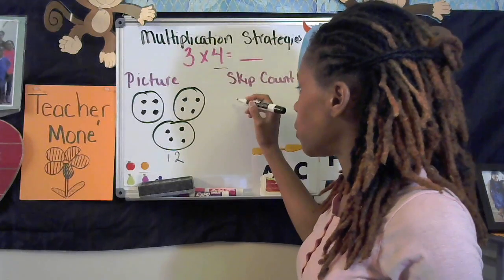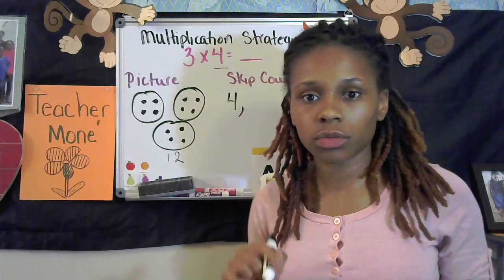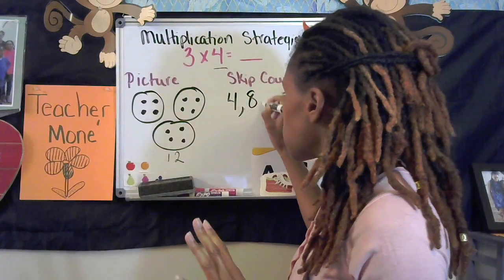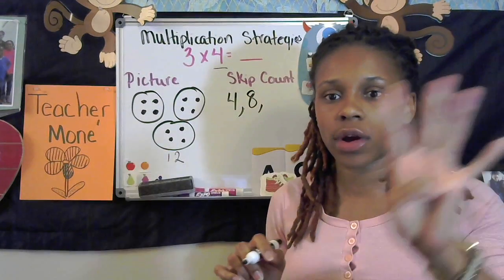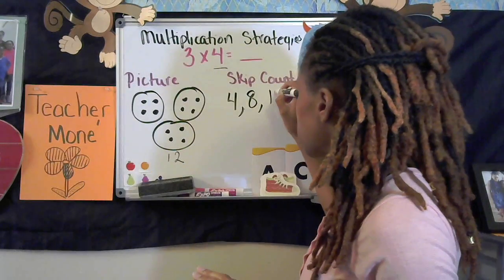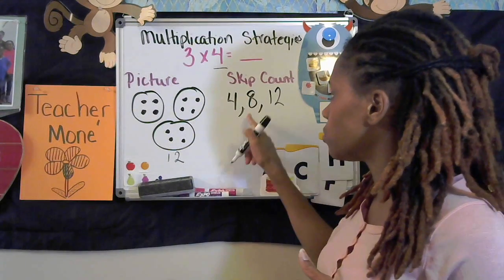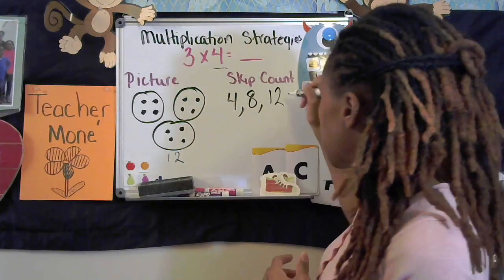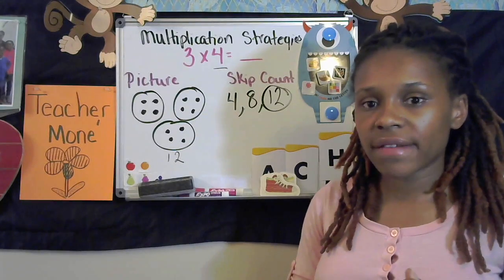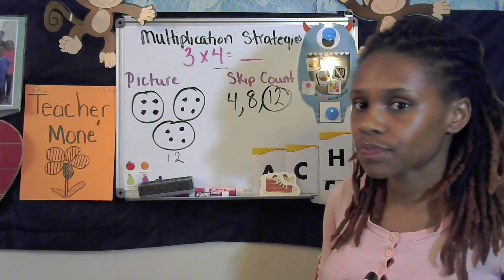So, 3 groups of 4, starting with 4, 4. If I don't know what comes after that, I'm going to say 4, 5, 6, 7, 8. And remember, they need to know that they're just adding 4 each time. 8, 9, 10, 11, 12. Okay? So, do I have 3 groups of 4? I counted by 4, and I have 1 group, 2 groups, 3 groups. 3 groups of 4, so my answer here is 12. Okay? Very, very simple. That's pretty much it, guys.